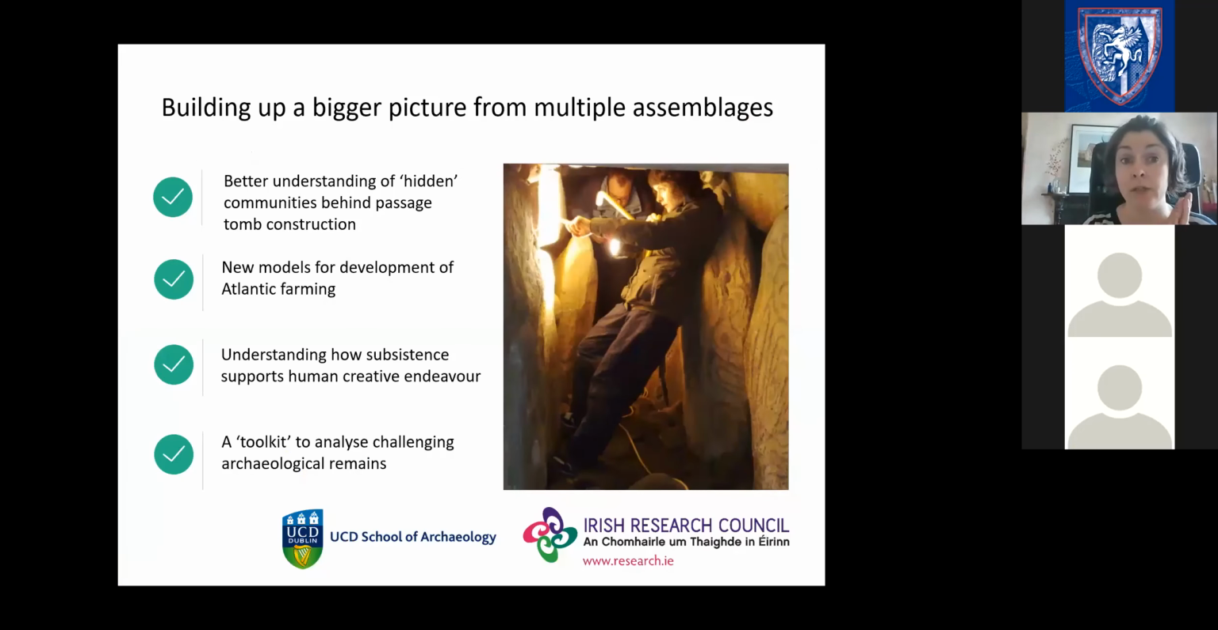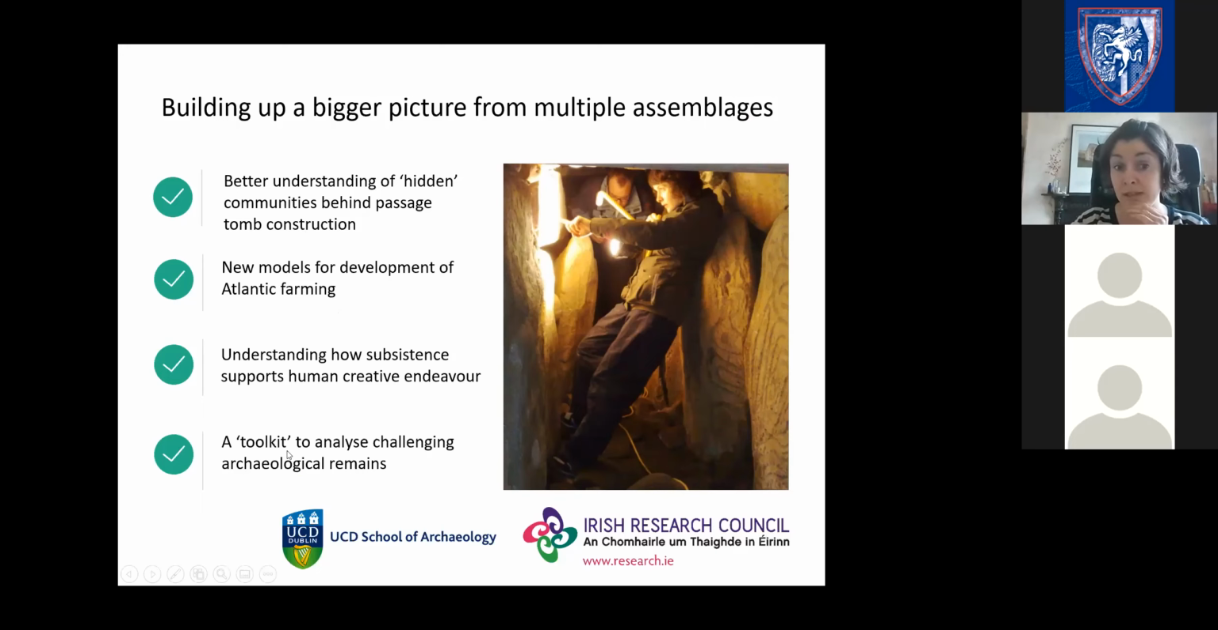So to conclude, hopefully I've illustrated how using lots of excavated material from multiple assemblages, which are not all passage tomb sites but sites contemporary with them, you can build up a bigger picture of what's going on in the time period. The hope for the project over the next year and a half or so is that we get a better understanding of these hidden communities behind passage tomb construction, and a much more sophisticated idea of farming along this Atlantic fringe and how sophisticated people were.